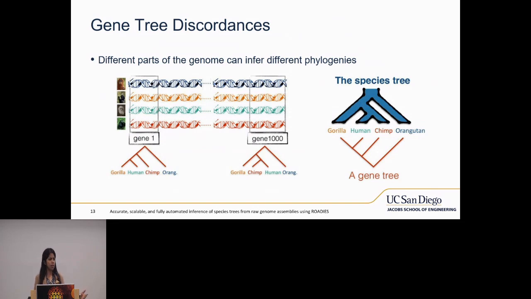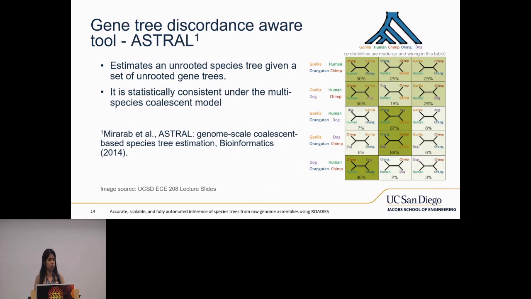There are multiple discordance-aware tools available these days, and one such example is Astral, which is widely adopted in multiple bioinformatic pipelines. Astral estimates the species tree by taking a bunch of unrooted gene trees. It's a summary-based method, and it is also a statistically consistent method.